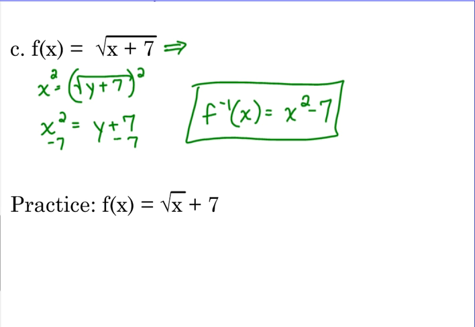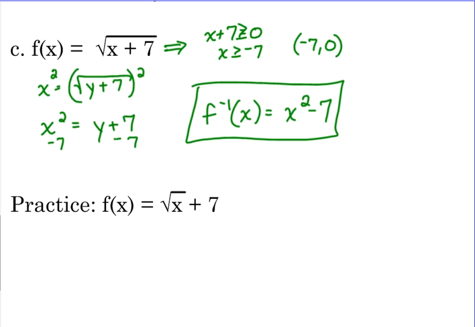So let's talk about the range of this square root function. In order to talk about its range, we've got to talk about its domain first, right? So its domain is x plus 7 is greater than or equal to 0. So x has to be greater than or equal to negative 7. What's the y value when x is negative 7? 0. Negative 7 plus 7 is 0. Square root of 0 is 0.